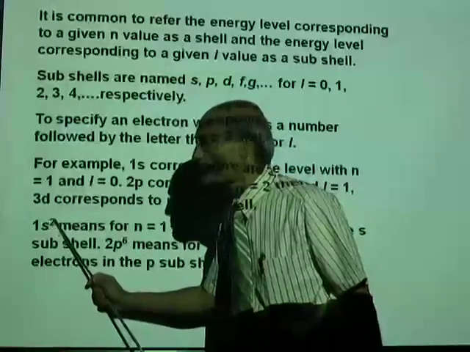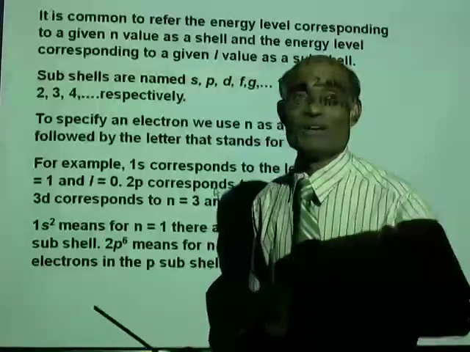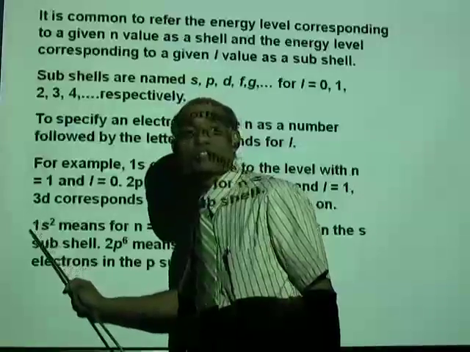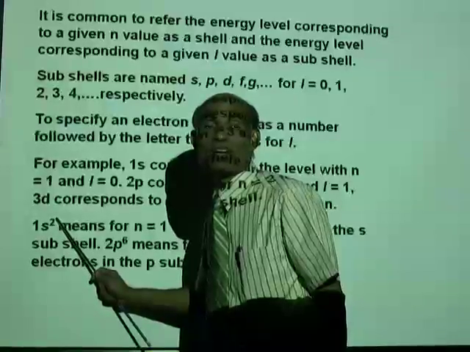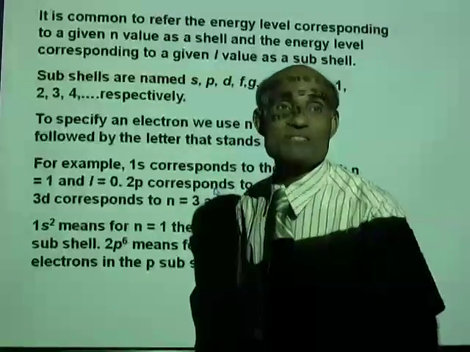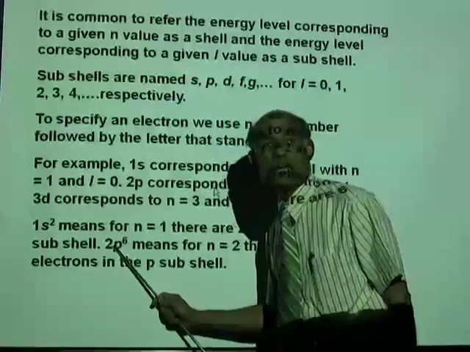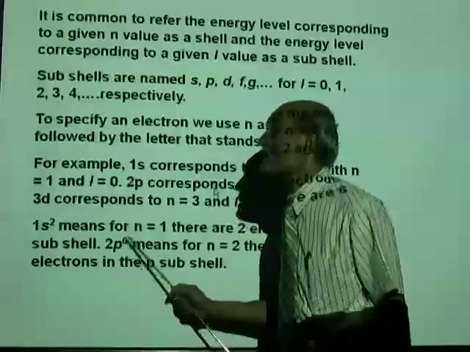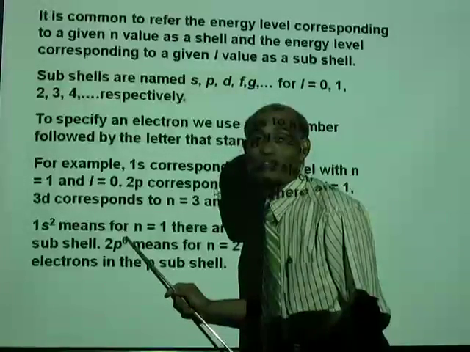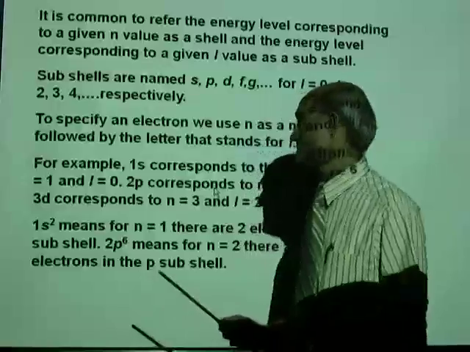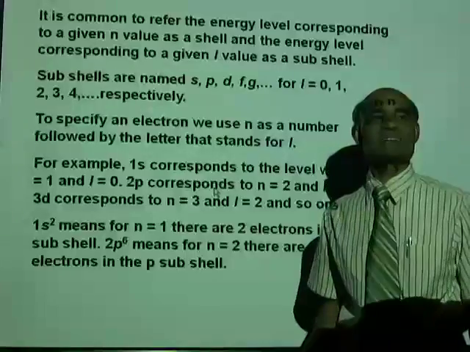Now, what does 1s2 mean? When you have a number put as a superscript, that number is the number of electrons in that subshell. So 1s2 means in the first shell, in the s subshell, there are 2 electrons. You can see that the address is now specified. What does 2p6 mean? In the second shell, in the p subshell corresponding to L equal to 1, there are 6 electrons. So it means that for n equal to 2, there are 6 electrons in the p subshell.